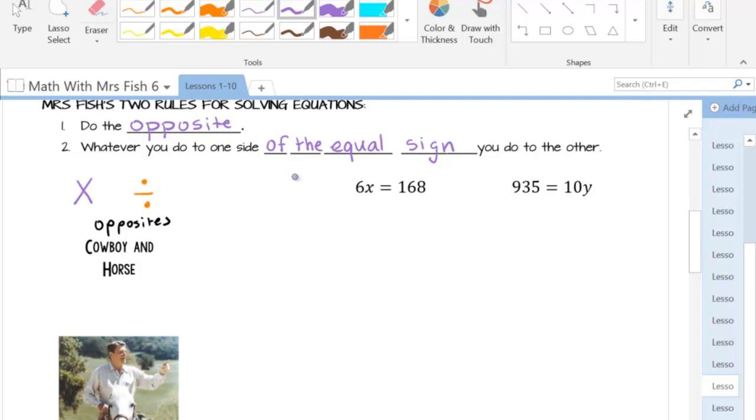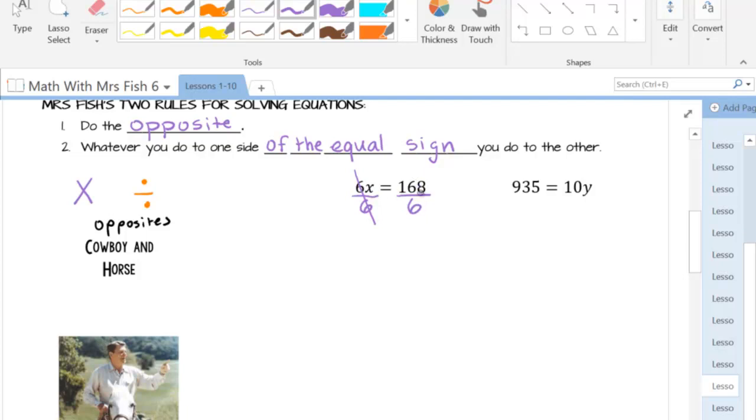Here we go. This is 6 times x. They're right next to each other. It means multiplication, and the opposite of multiplying is dividing. So we're going to divide by 6 and divide by 6. And we are showing these two steps. We're showing the next step, which is crossing out those sixes. And we'll talk more about that in an upcoming lesson, why they get to be crossed out.